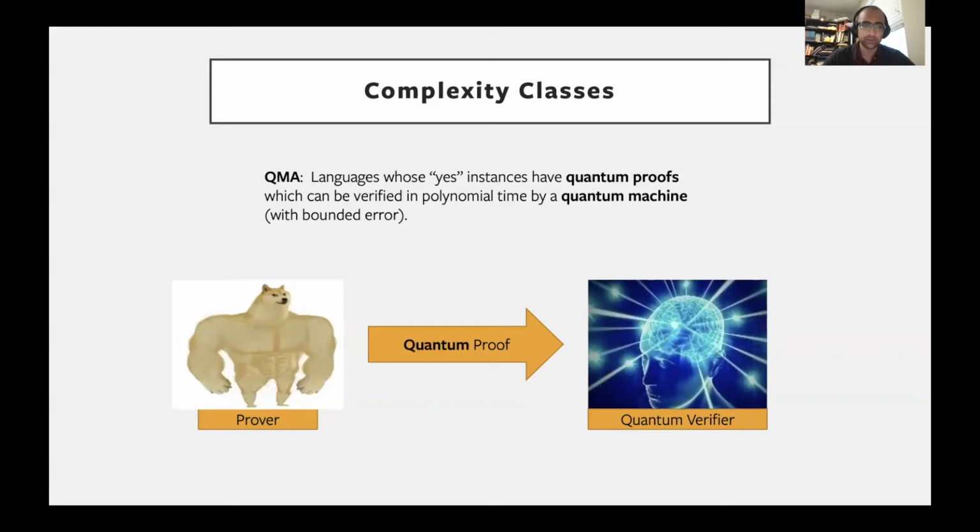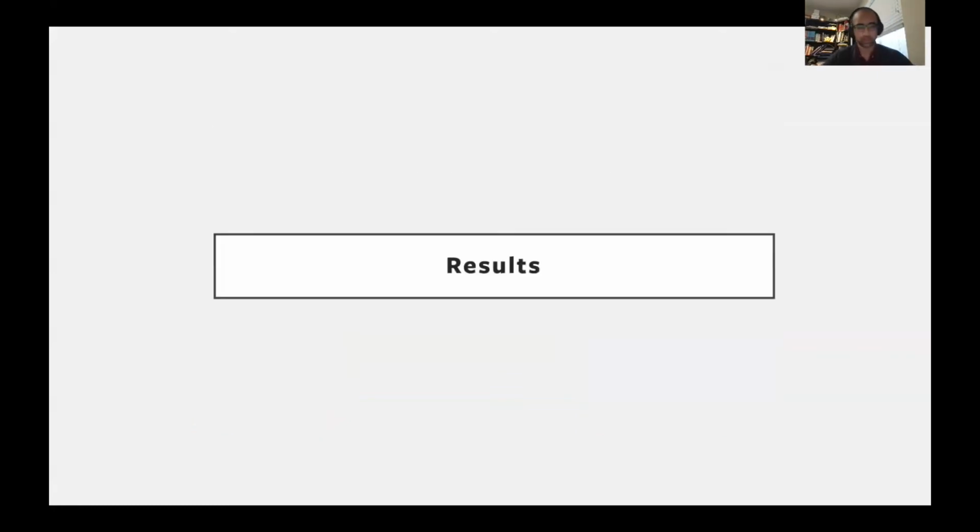Some of you might have heard of QMA, which is similar to QCMA, but the proofs are also allowed to be quantum. We're not really going to talk about QMA in this talk, but I just wanted to mention it to make the distinction clear. So with all this in mind, we can now state the results.